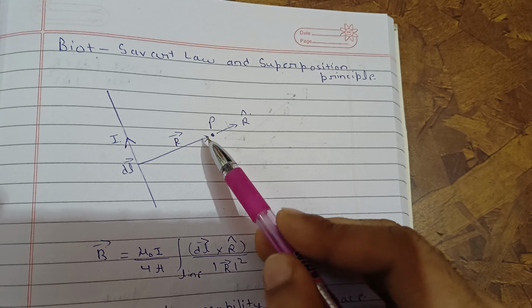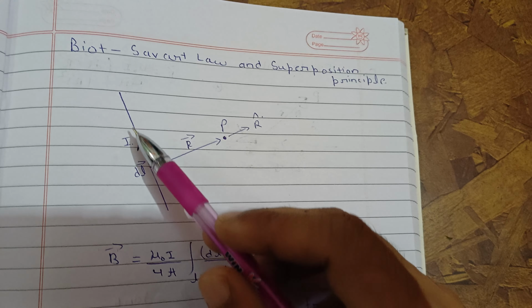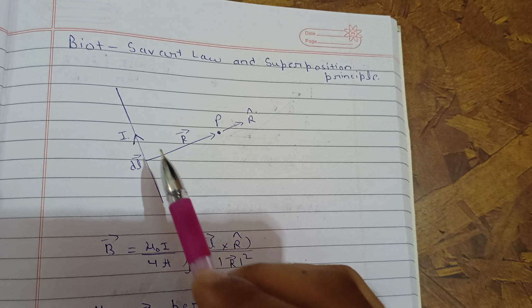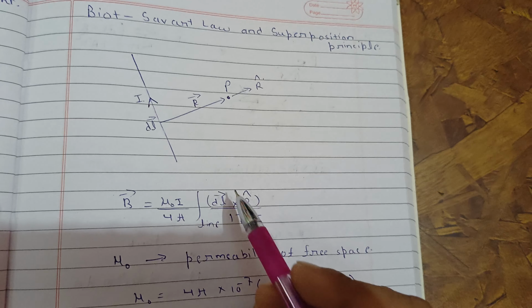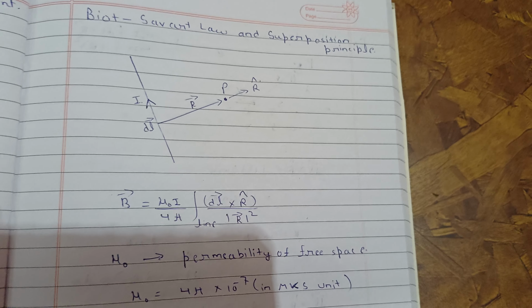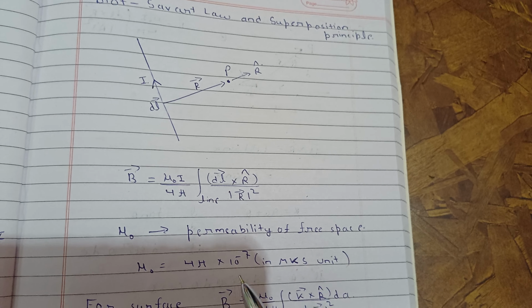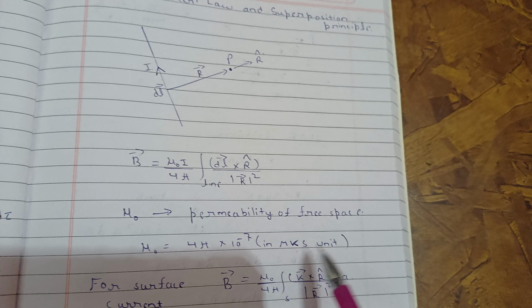The r cap is in this direction, and I is in this direction, so dl will also be in this direction. So dl cross r will give you a vector going into the paper, the magnetic field. Just using this you can find the direction of the magnetic field also. Here mu naught is the permeability of free space, and its value is 4 pi × 10⁻⁷ in mks units.